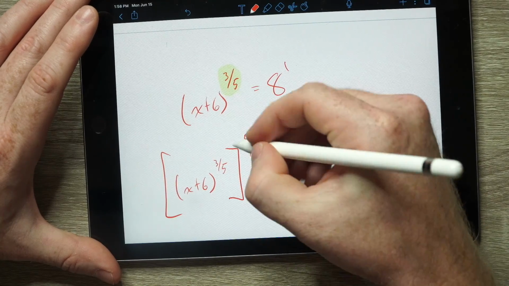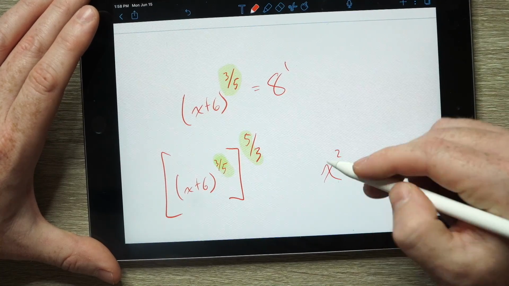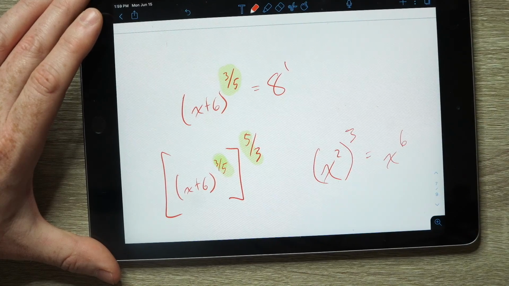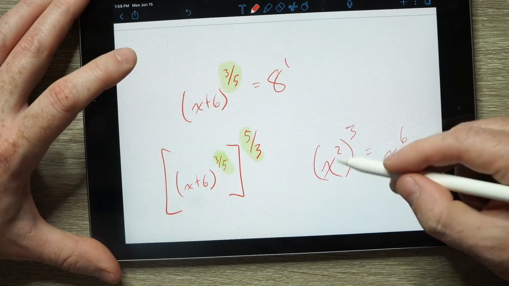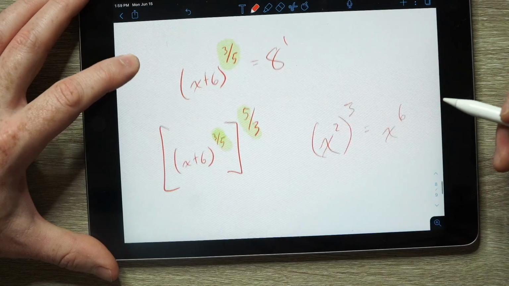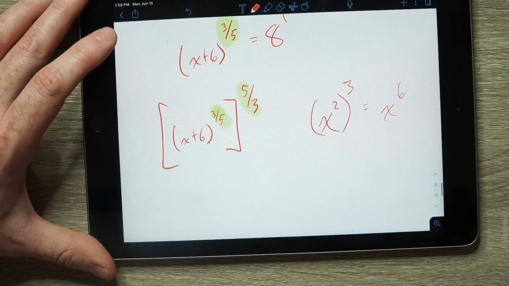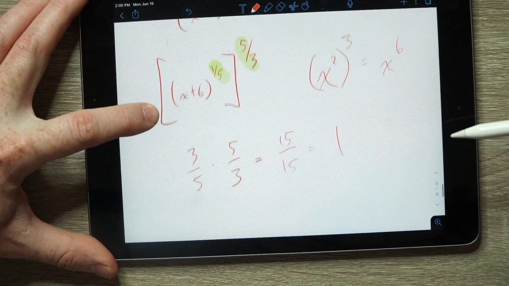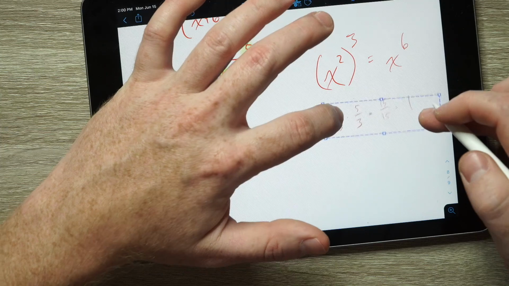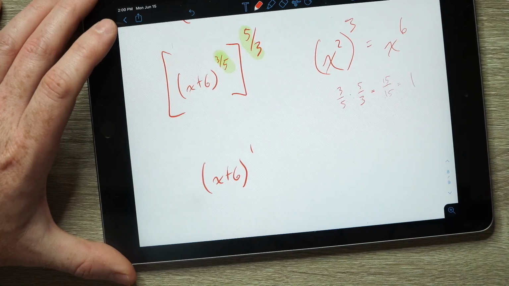This is going to cancel out, because remember how we multiply the powers? Like if we have x squared to the power 3, it's x to the 6th, right? We multiply those powers when it's exponentiated on top of itself. So 3/5 times its reciprocal, just by the definition, gives us what number? 1, yeah. So that's why we're going to get x plus 6 to the power 1 on the left-hand side.